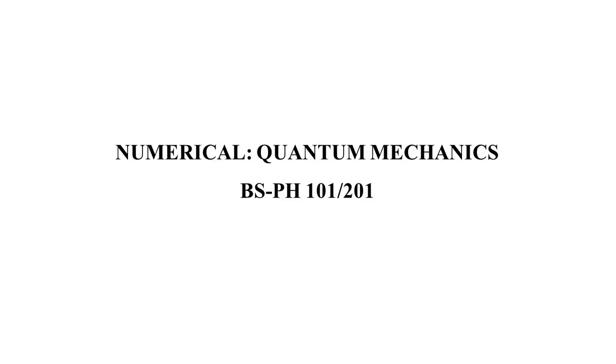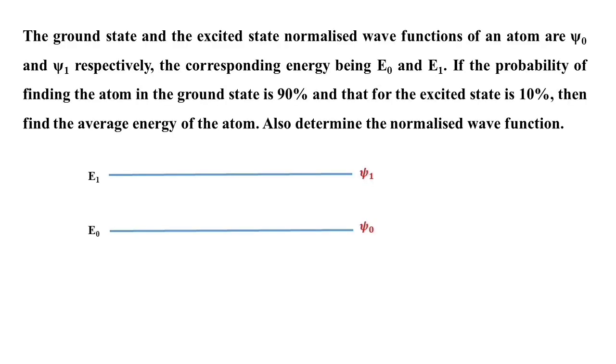Now we are going to discuss some numerical problems on quantum mechanics. The ground state and the excited state normalized wave function of an atom are psi naught and psi 1 respectively, and the corresponding energy being E naught and E1. If the probability of finding the atom in the ground state is 90% and for the excited state is 10%, then find the average energy of the atom. Also determine the normalized wave function of the system.